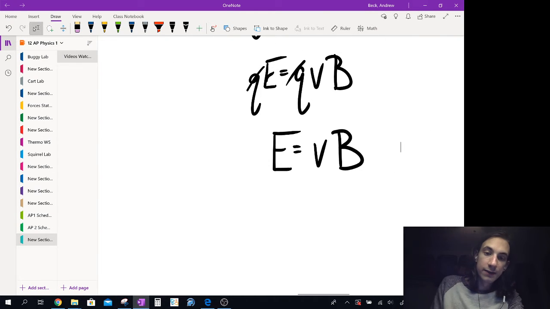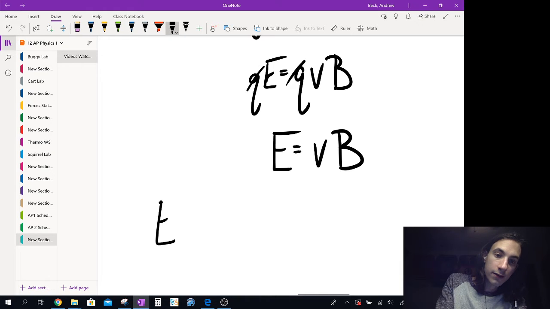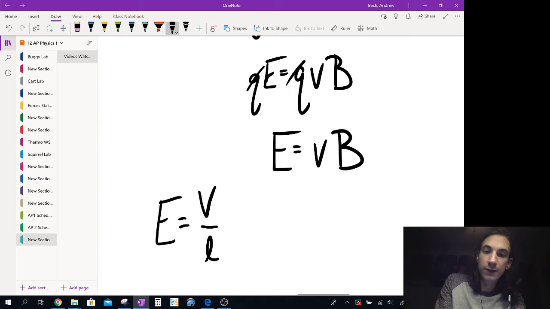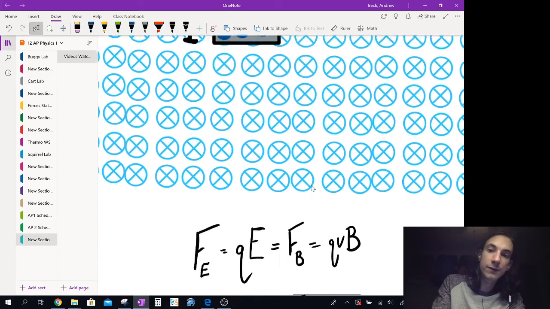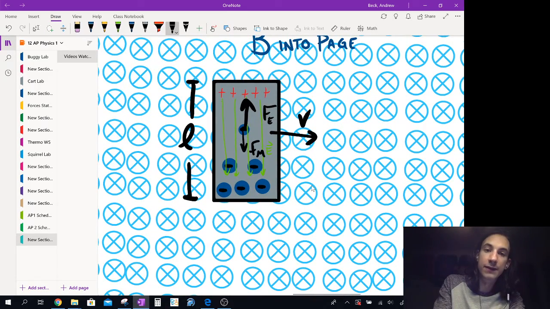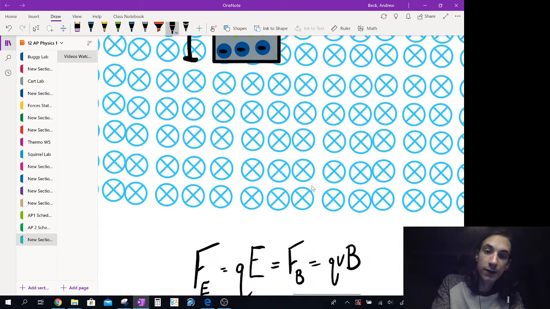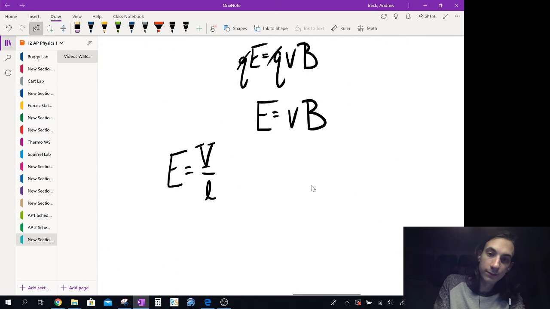So then we can say E equals V over our spacing. This V in this case is voltage, the potential difference, capital V, over that spacing between our plates. We're saying we have this conductor of length L, so we're going to call that L.